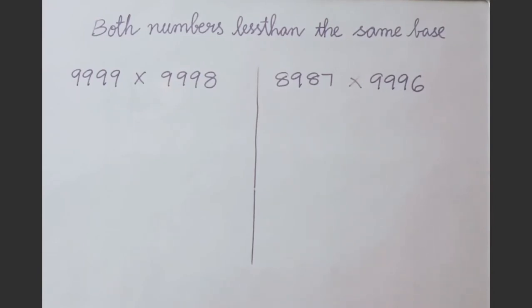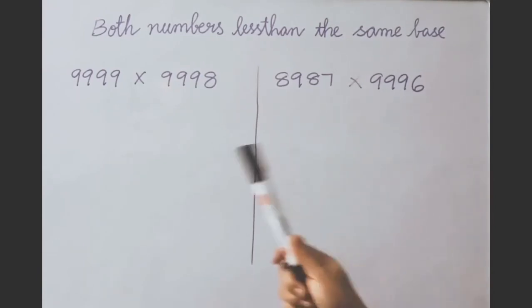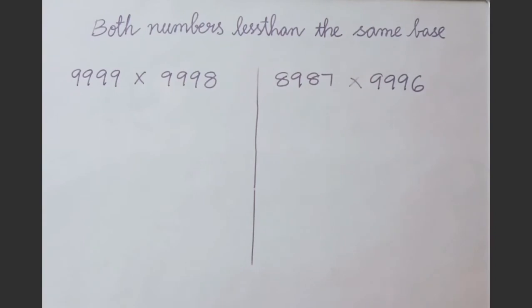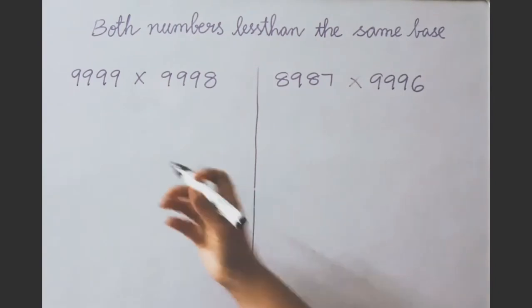See now 4-digit number multiplication. Here these numbers are below 10,000. So our base is 10,000 here. So see the first example, 9,999 into 9,998. In this example, write down the first values.